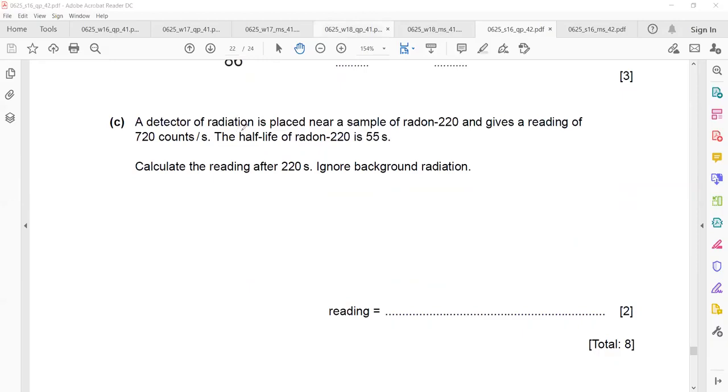A detector of radiation is placed near a sample of radon that gives a reading of 720. The half-life of radon is 55 seconds. Calculate the reading after 220 seconds, ignoring the background. So basically, when the detector is recording these 720 radiations, we'll consider all of them to be from the source. There is no background. Practically there is background, but for this question we don't have to consider it.